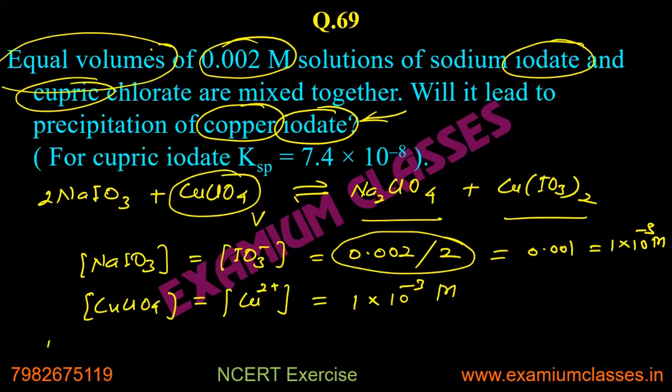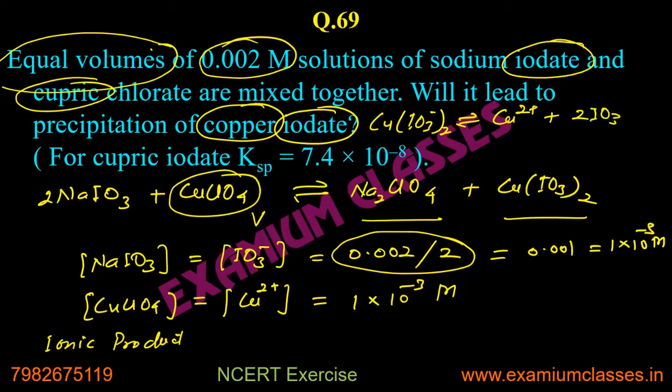Now calculate the ionic product. According to the copper iodate reaction, which I had already written, Cu(IO3)2 gives you Cu2+ and 2 IO3-, that is S and 2S. So the ionic product will be the Cu2+ concentration times the IO3- concentration whole squared.